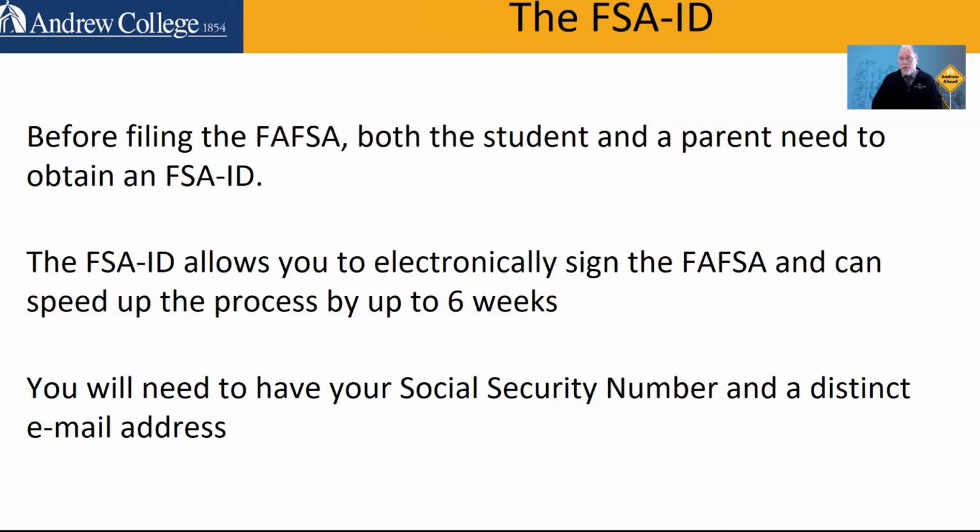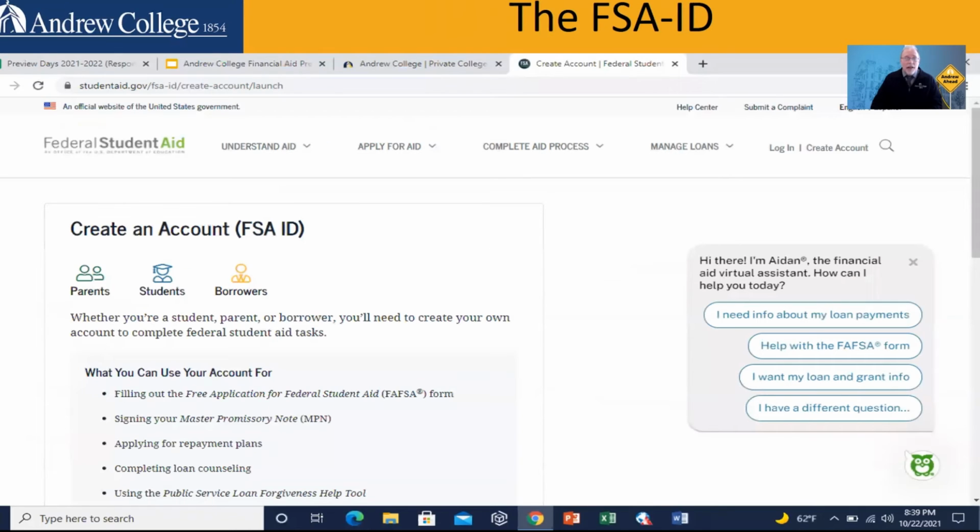It will delay the process by up to 6 weeks if you do not do the FSA ID. In order to get the FSA ID, you will need to have your Social Security number available and a distinct email address. What I mean there is both the student and parent need to have different email addresses.